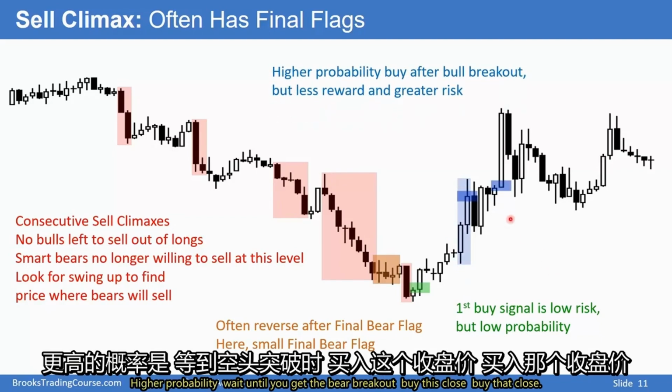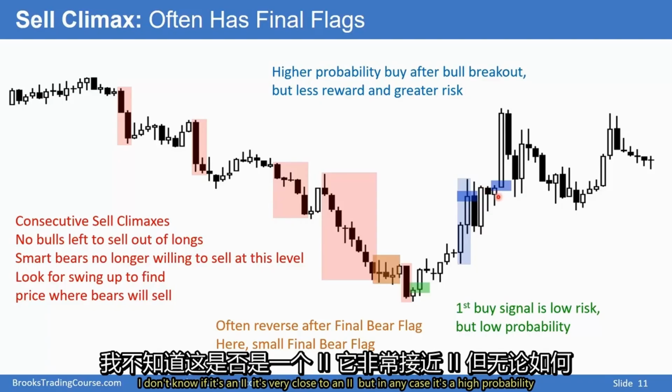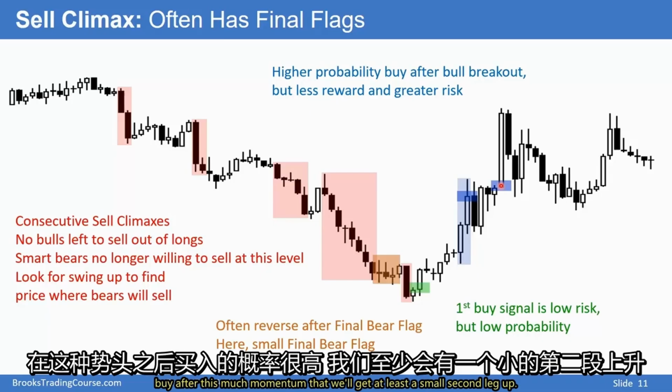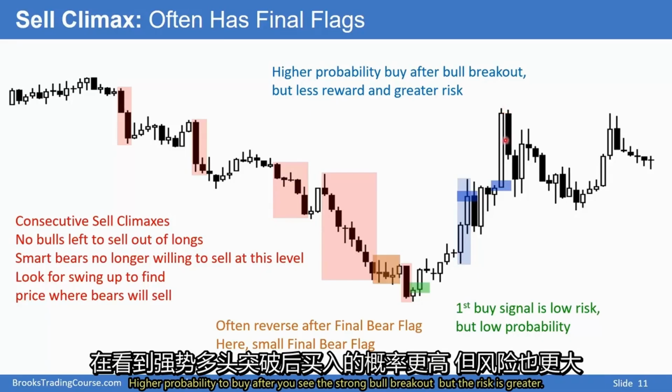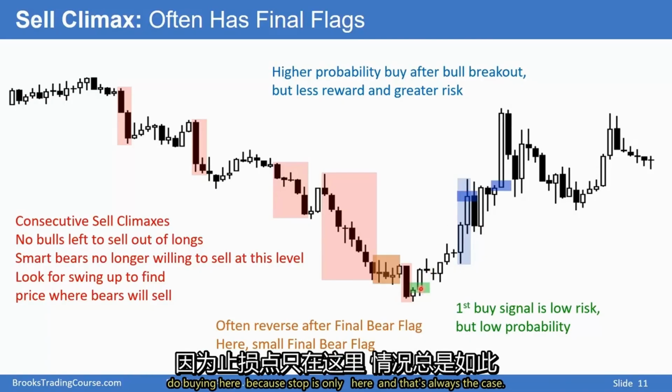Higher probability, wait until you get the bear breakout. Buy this close, buy that close. Here we have a triangle, 3 pushes down, 1, pull back, 2, pull back, 3. I don't know if it's an II, it's very close to an II, but in any case, it's a high probability buy after this much momentum that will get at least a small second leg up. Higher probability to buy after you see the strong bull breakout, but the risk is greater. If you're buying up here, your stop is here.